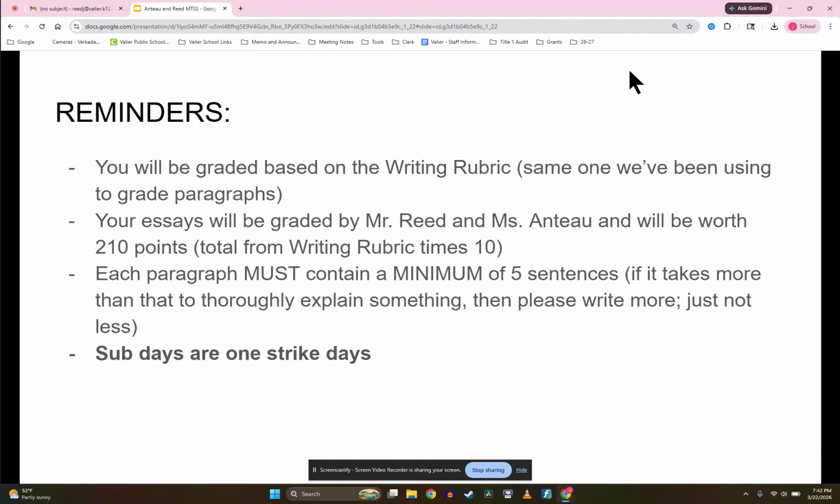A few reminders. You will be graded based on your writing rubric, the writing rubric that's hanging on the wall in Miss Anto's room. Your essay will be graded by both me and Miss Anto and will be worth 210 points. That is 10 times the number from our writing rubric on the wall. Each paragraph must contain a minimum of 5 sentences. I will say it again, a minimum of 5 sentences. If it takes more, that's okay, but just not less. And a reminder for all you little Goombas, sub days are 1 strike days.